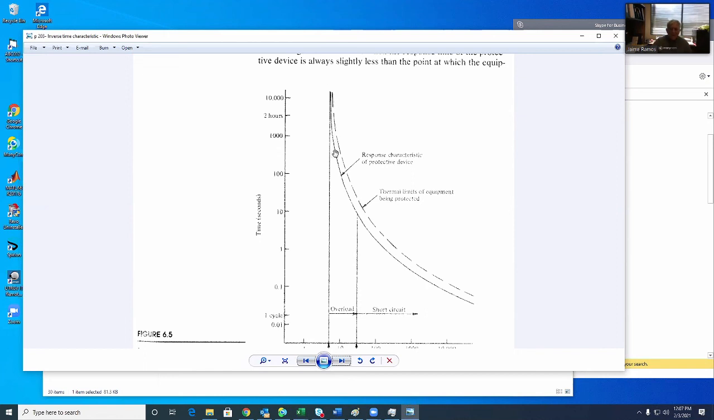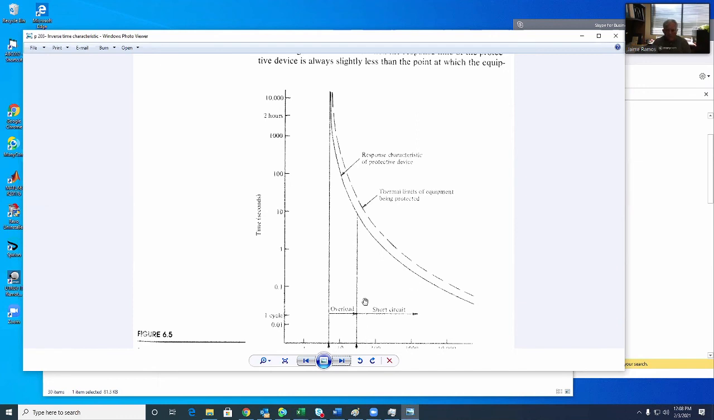And then we have response characteristic of the protective device, the continuous curve, and then the broken line is the thermal limit of the equipment. Okay, so then the device will be acting before the broken line.